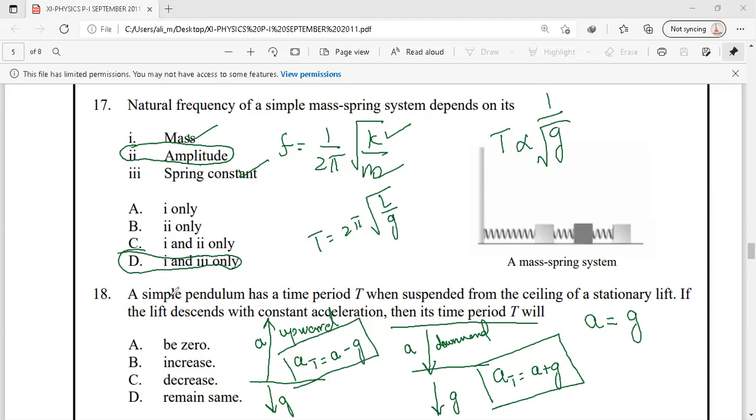So in this question, the lift descends with a constant acceleration. The lift is moving downward. If the lift moves downward, then the effective acceleration will be less. This means that g decreases, and because g decreases, the time period will increase. So option C will be the right answer.